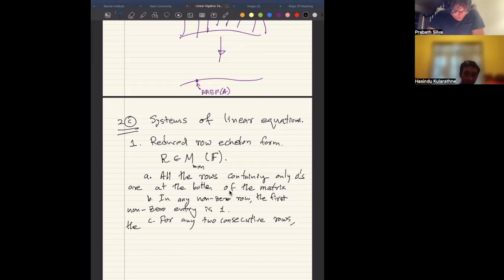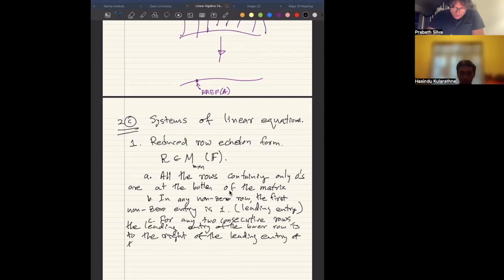The leading... so this one is called the leading entry. Sometimes you call that the pivot. The leading entry. The lower row is to the right of the leading entry of the upper row.